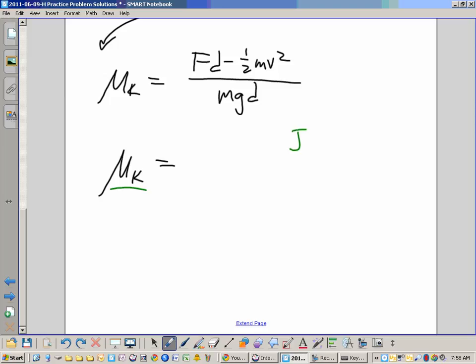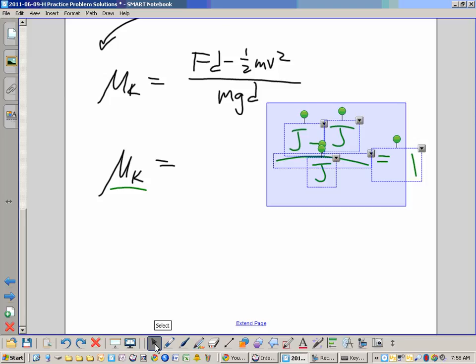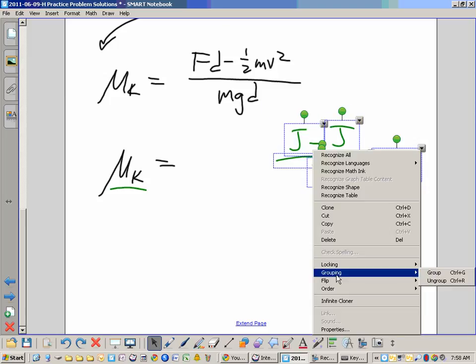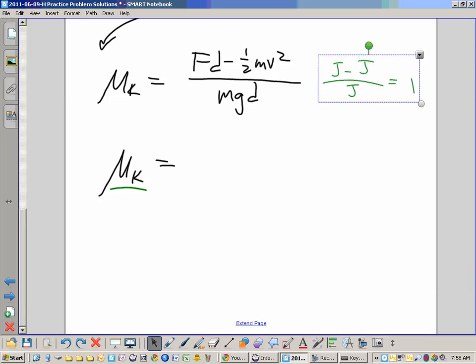So that's joules, minus 1/2 mv squared, that's kinetic energy, that's joules. And mgd, same form, same dimensions as mgh, which we know is potential energy, so that's energy. So joules minus joules over joules is equal to 1, right? It's dimensionless. So we know our expression is at least probably set up correctly. It's dimensionless, right? It's not 0. It's not J. J minus J is equal to J when we talk about it dimensionally, right? So group those, make it a little smaller. That's our dimensional analysis.